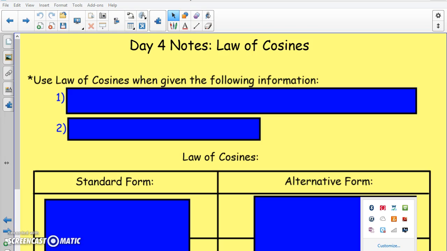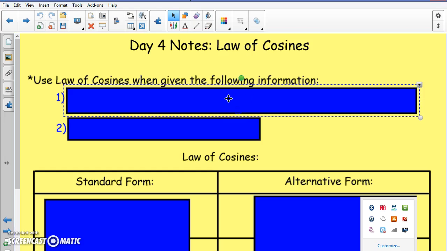Before we went on spring break, we learned that we could use our law of sines anytime we were given two angles, but not always will we be given two angles. So we have to come up with another way that we can find missing sides and angles, and this would be our law of cosines.